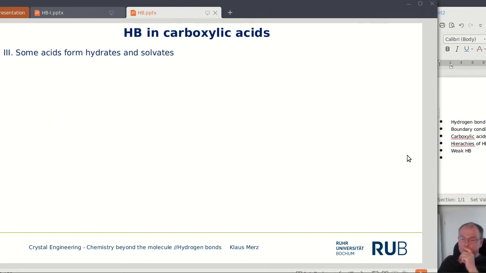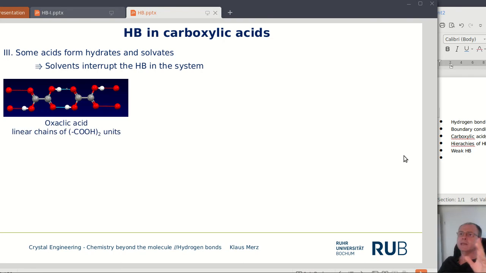Well, the next point could be why this dimer function is not observed, but solvents are present in the crystal structure, mostly hydrates. Very nice example: if you look, this is a snapshot of the crystal packing of oxalic acid. So we have linear chains of this unit going on.